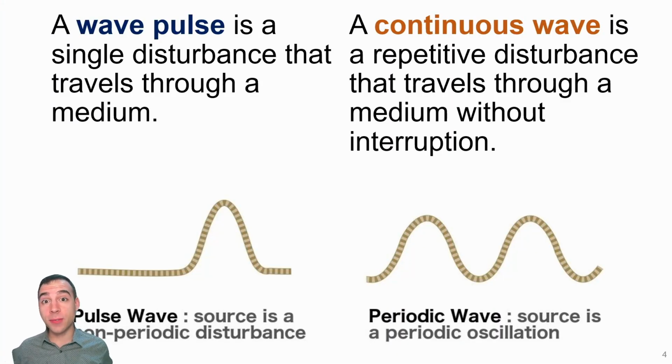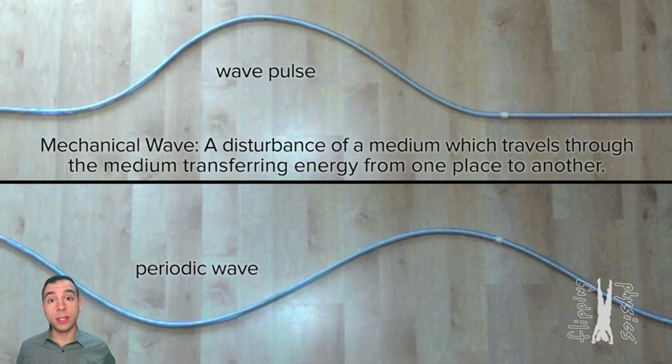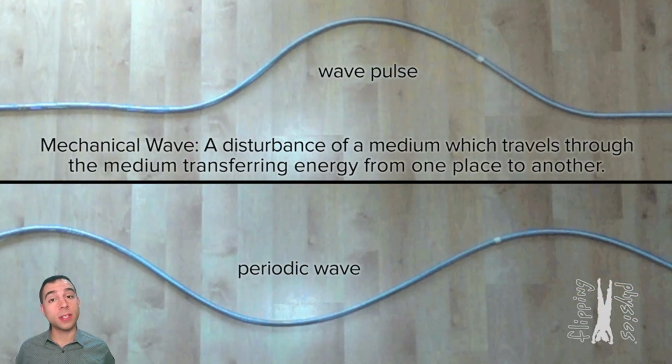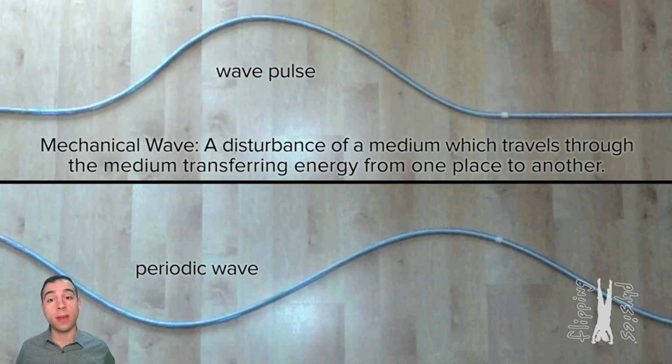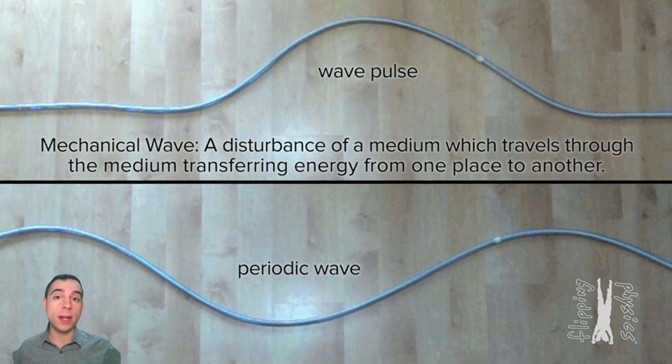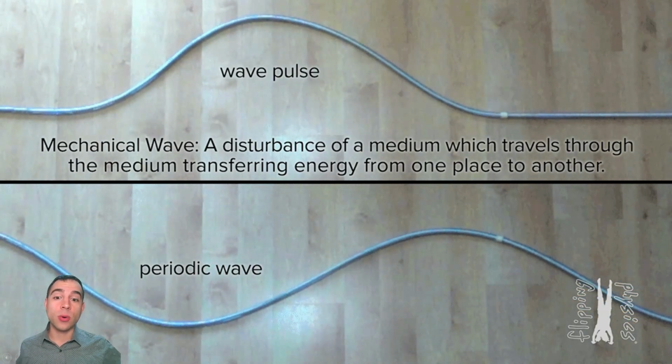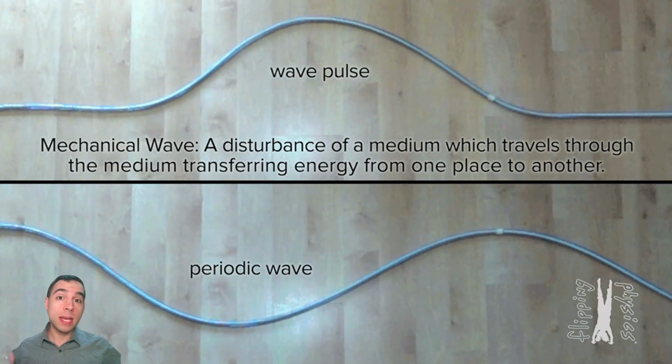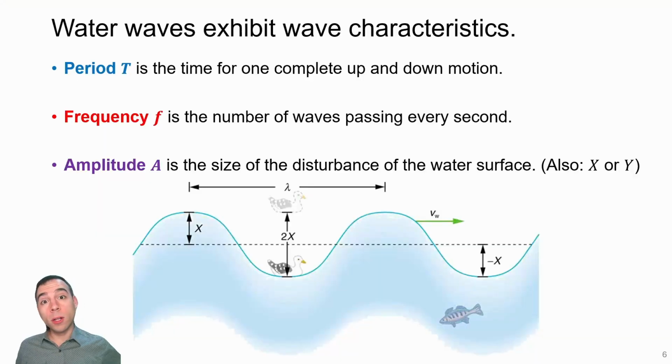There are two major kinds of waves that we can have. We can have a wave pulse, which is a singular disturbance that is sent through a medium, or we can have a continuous wave that has repetitive disturbances being sent through a medium. So here's an example of a wave pulse versus a continuous wave or a periodic wave. The wave pulse just exists as one bump in this string, whereas the periodic wave has many wave pulses within it. We're going to look at water waves, or the string under tension, as a good example for waves.